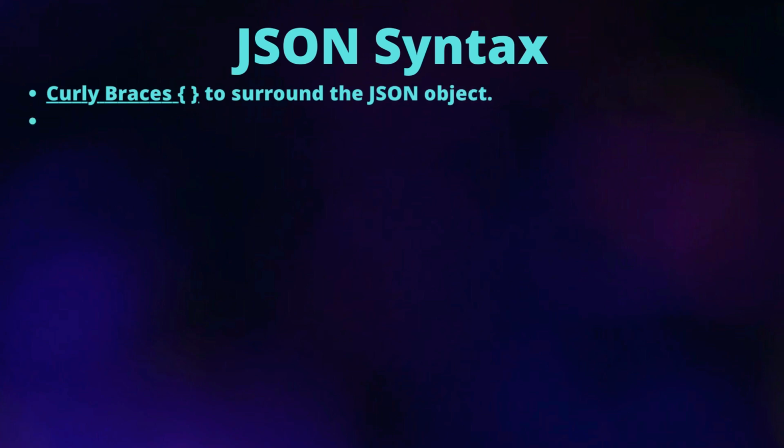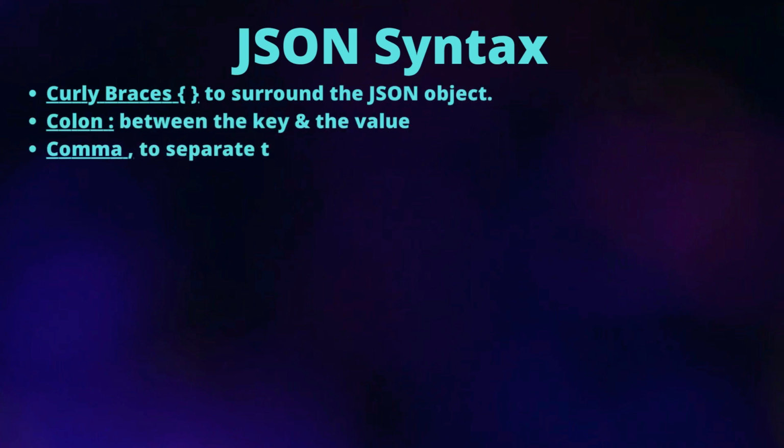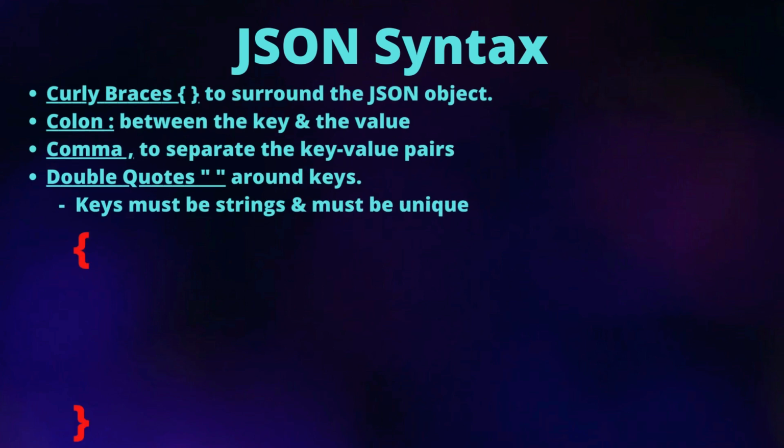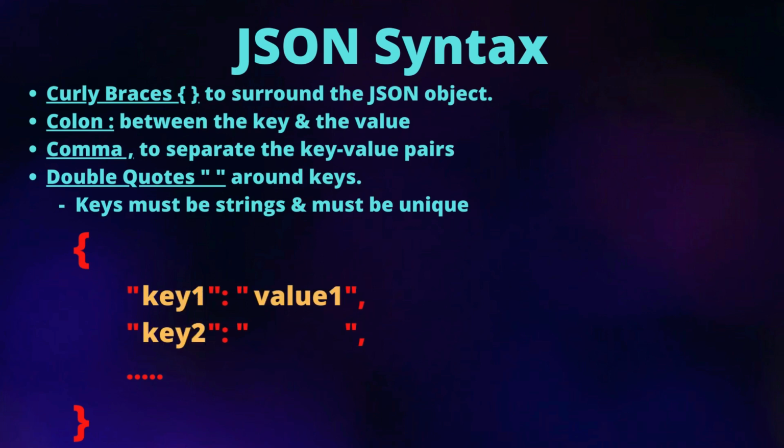A JSON object will be surrounded by curly braces, and we will use a colon to separate the keys and the values, and a comma to separate the key value pairs, and we will have to put double quotes around the keys because they are strings.